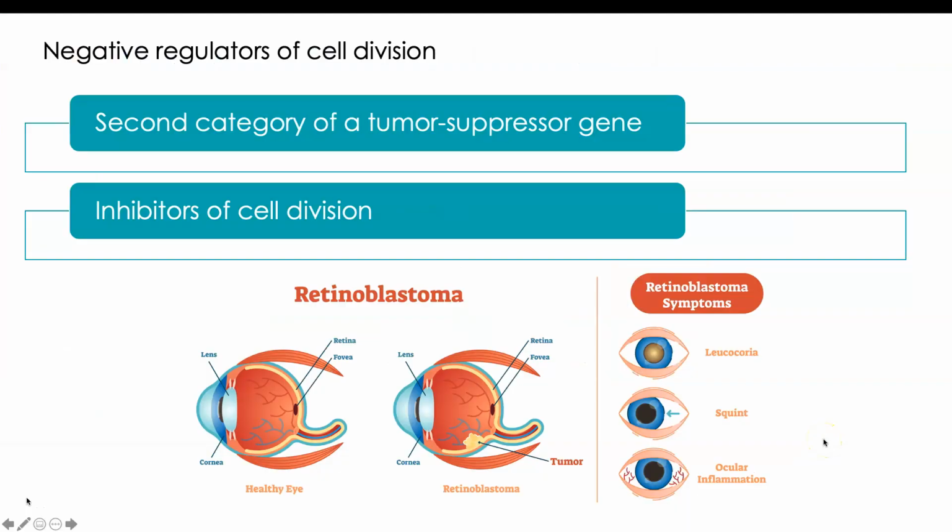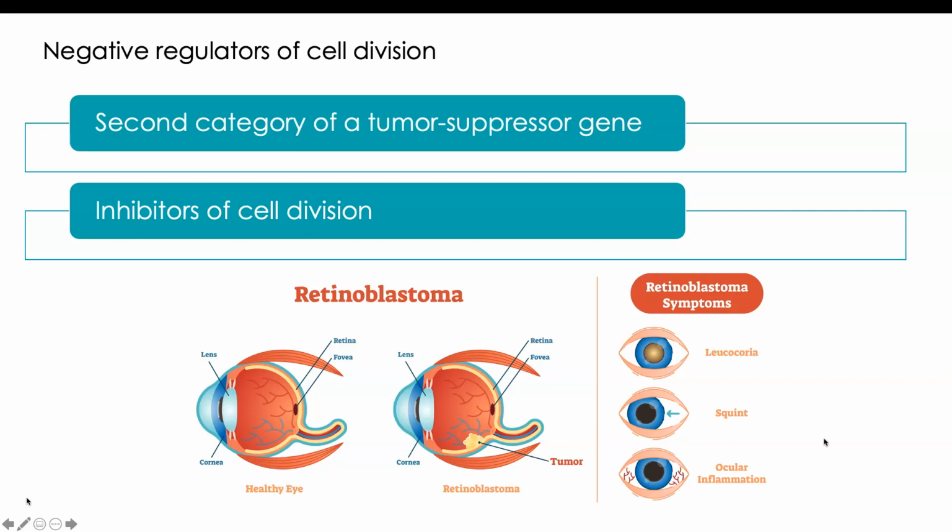So we mentioned before the fact there's negative regulators of cell division, and I just want to briefly talk about the second category of tumor suppressor genes. And these are the ones that inhibit cell division.